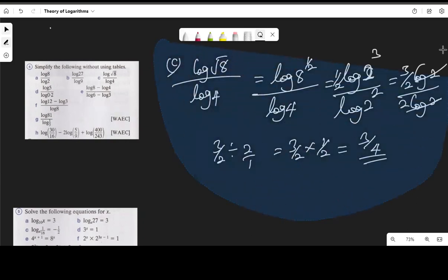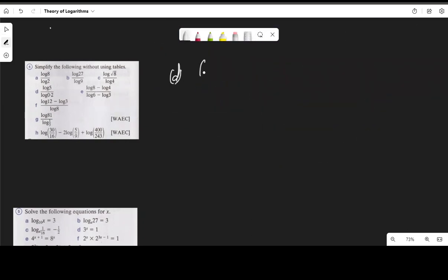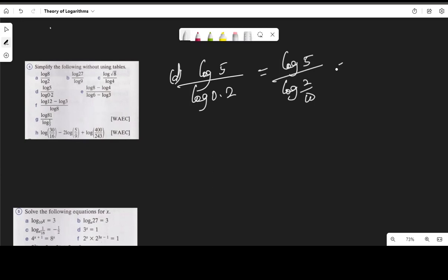Question D, let's get rid of this please. Question D, we have log 5 over log 0.2. This we can write as log 5 over log 2 over 10, and log 2 over 10 is log 5 over log 1 over 5.